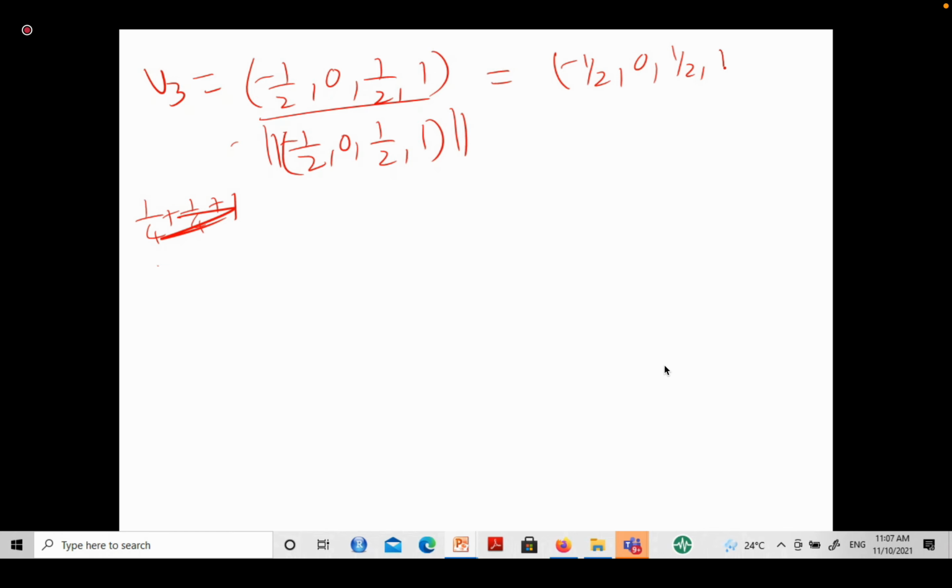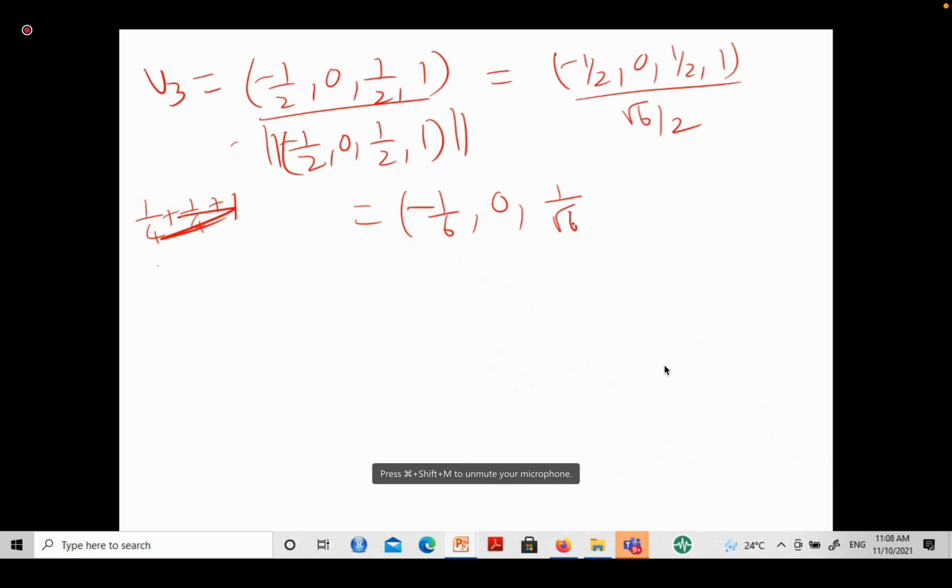Root 6. Is this correct? Yes. Now the modulus of this vector is 1. It's a unit vector. So V1, V2, V3 forms an orthonormal basis. Initially x1, x2, x3 was a basis for W. Now we have converted that into an orthonormal basis.